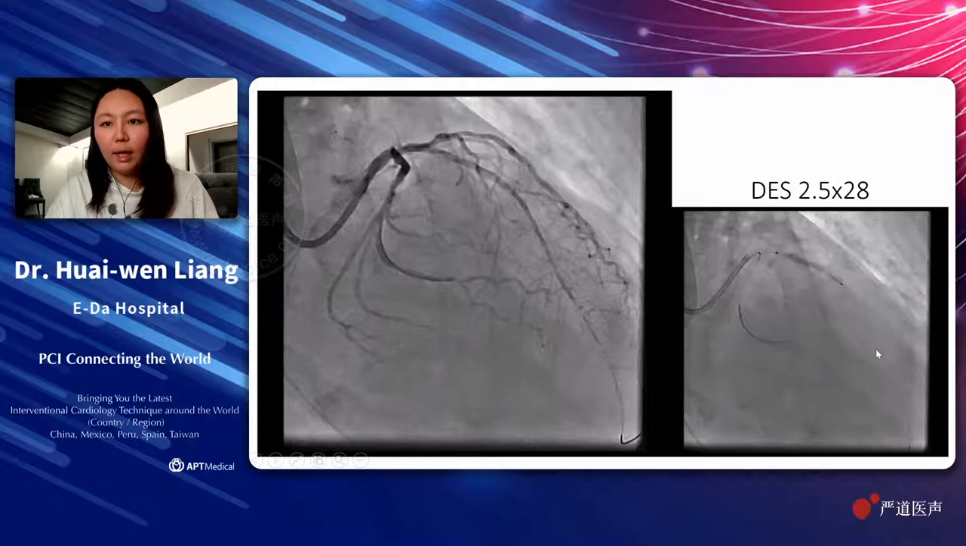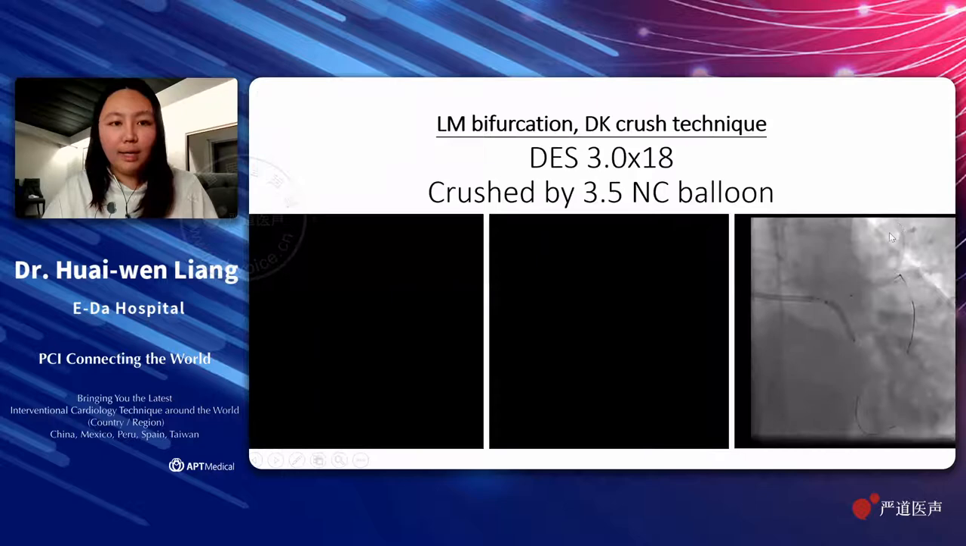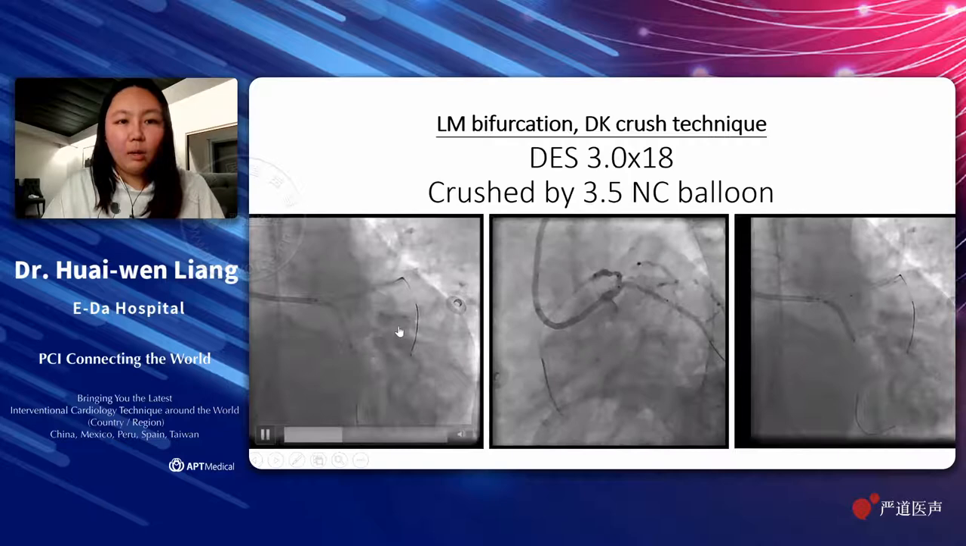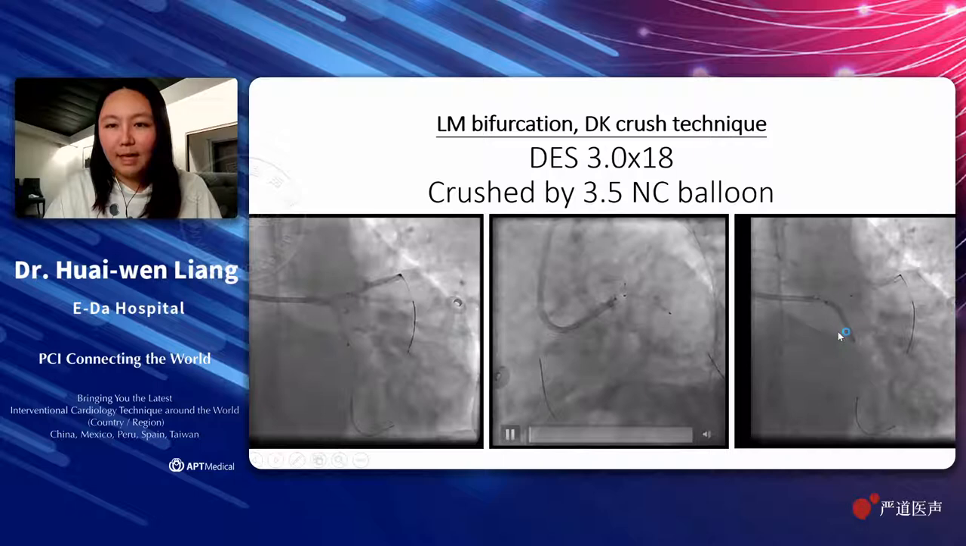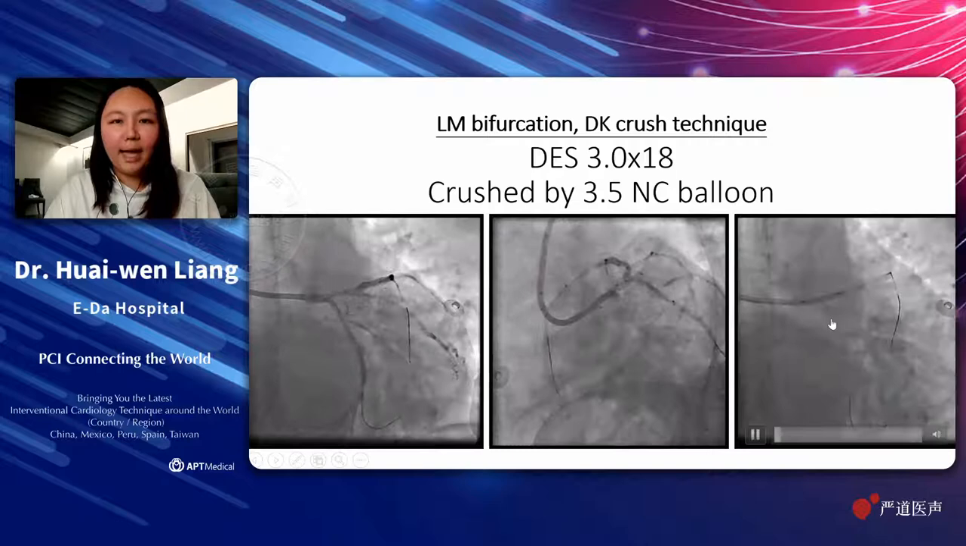And after the LAD stent, now we prepare the left circumflex stent. When we want to do DK crush, we will lay the circumflex stent 1 millimeter protruding into the left main, and then inflate the stent, and then crush it with the already stented LAD by an NC balloon.